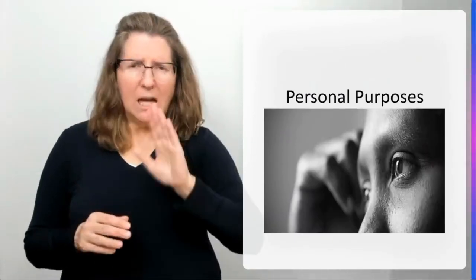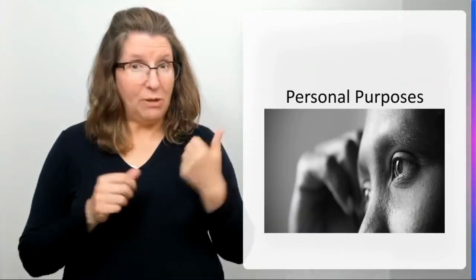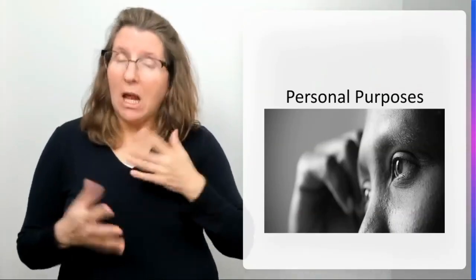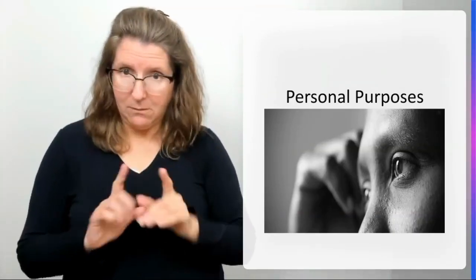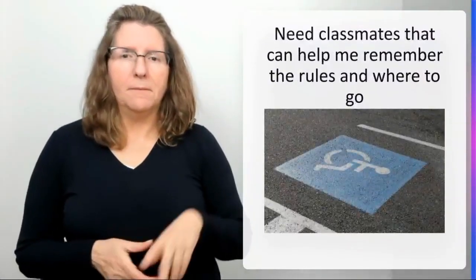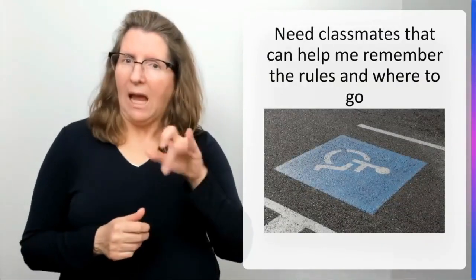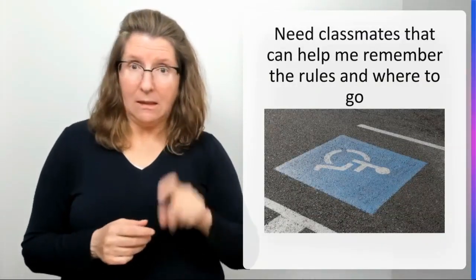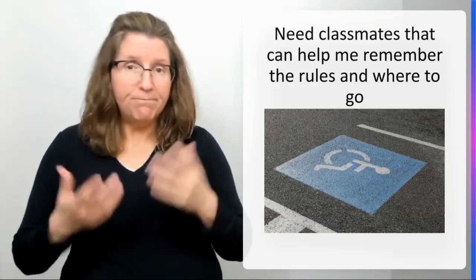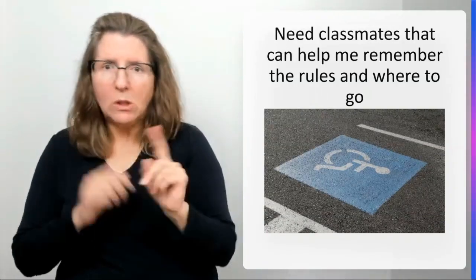Let's begin by analyzing Aiden's personal purpose in school. This deals with a sense of belonging. Let's consider this more carefully. One of his teachers decided that a support could be asking classmates to help him remember the rules and where he should be going.